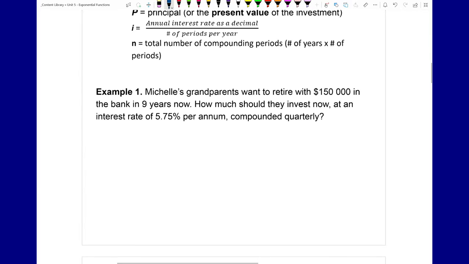So let's look at an example with Michelle's grandparents. They want to retire with $150,000 in the bank 9 years from now. How much should they invest now at an interest rate of 5.75% per annum, or per year, compounded quarterly? Again, the compounded quarterly is telling us that we are dealing with compound interest. So let's look for our A, P, i, and n.